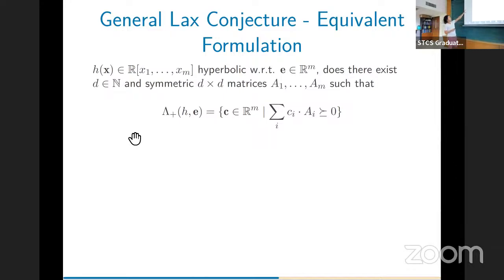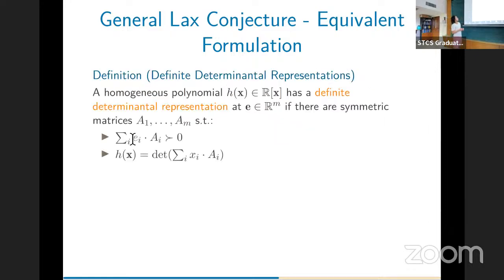So if H is hyperbolic, we want to ask: does there exist a dimension G and a symmetric G by G matrix such that the hyperbolicity cone is a spectrahedral? The right side is a spectrahedral representation, and the left side is our cone. That's the question that we're interested in. Before we make it more algebraic, remember, the hyperbolicity cone for the determinant is the set of all positive semi-definite matrices.